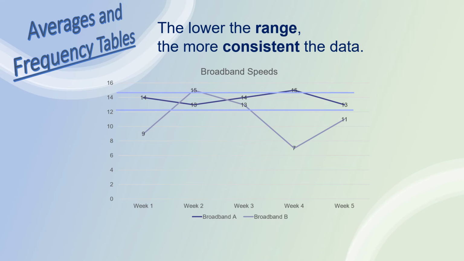The question asks, would you stay with your own broadband provider or would you go with your friend's? And obviously you would swap over to your friend's, because the lower the range, the more consistent the data. And you can see with mine there, the higher the range, the more erratic it is. That's what that means. So if you give that as your answer in your exam, you'll get the full marks. The lower the range, the more consistent the data.